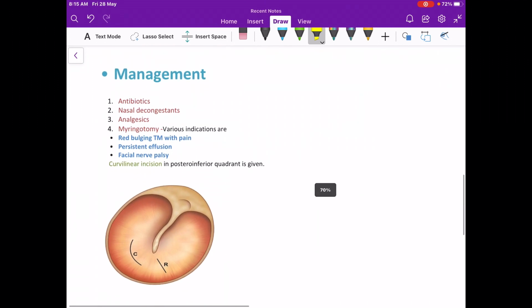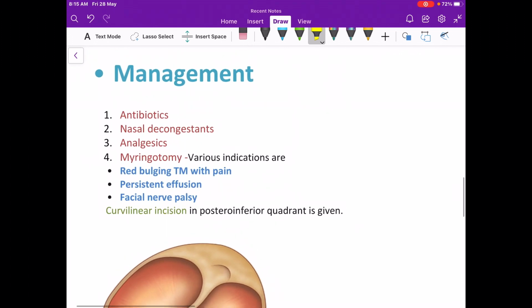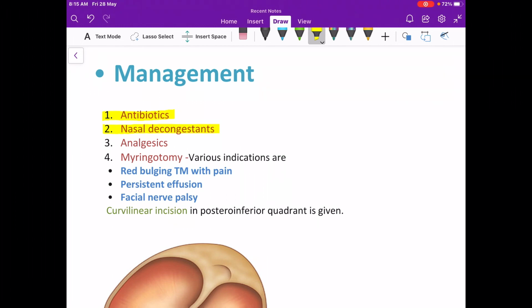Now we should come to the management of acute suppurative otitis media. It is very easy. As we know that it is due to infections, the first thing is antibiotics. We should give antibiotics to treat the infection, that is Streptococcus pneumoniae or Haemophilus influenzae, or we can give the nasal decongestant. If we give nasal decongestant, it will decongest the eustachian tube also, and there will be opening and the pus drainage will be through the nose instead of the tympanic membrane bulging. Also as there is pain in the ear, we can give analgesics as a management option.